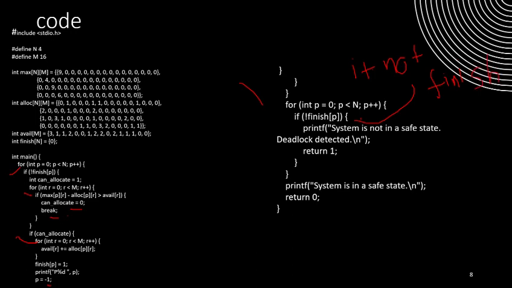It is not finished. So what does the system do? The system is not in a safe state. Deadlock detected. Okay. Because in deadlock, some process is not going to be finished. So we detect that this process is not finished, and we have to print that the system is not in a safe state and deadlock detected, and return 1. Else the system is in a safe state and return 0. You can add here that the process is finished. You can add it in a comment, but it is not used here.